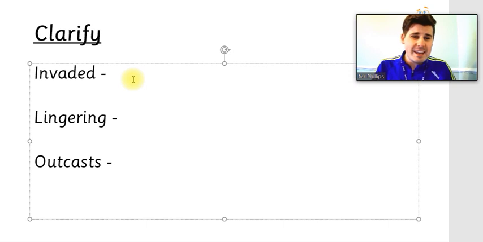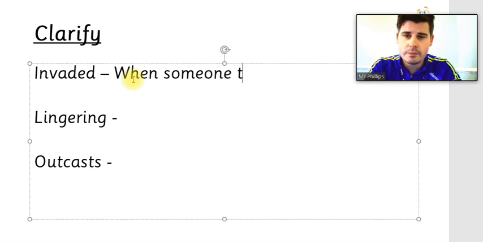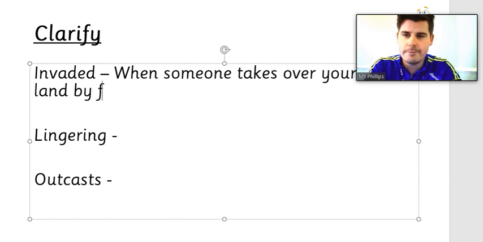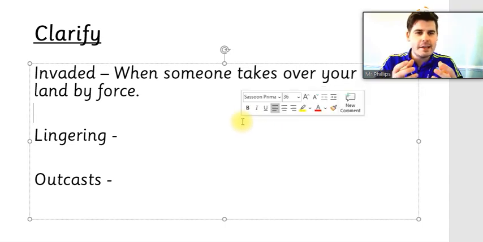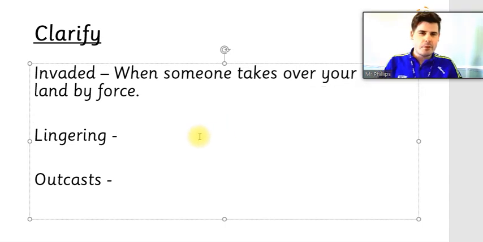So, invaded. Invaded is when people come from somewhere else and take over your land. You might say the Vikings invaded Britain. It's people from somewhere else, or it doesn't have to be from a different country. They just come over and take over what belongs to you, normally by force. So we could write down as a definition, when someone takes over your land by force. And normally it is land or property or something like that. Invaded is taking a place that belongs to you by force. Okay, if you've got that or something like that, give yourself a tick.